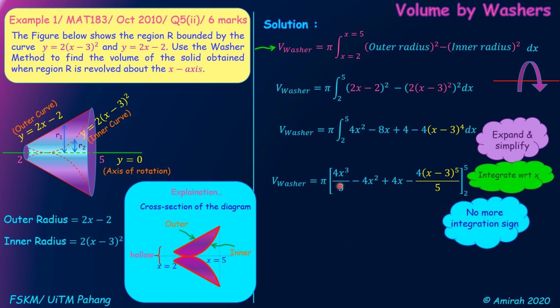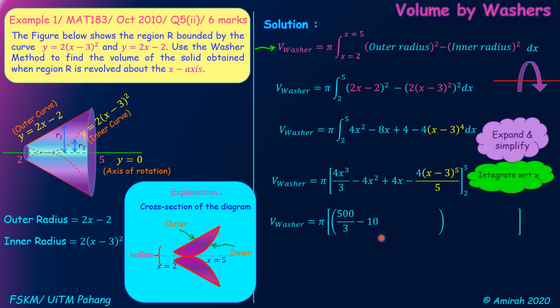After we integrate, there is no more integration sign. Then we replace the upper limit 5 into variable x, so we get this. In between must be minus. Then we replace the lower limit 2 into variable x, then we get this. After that, we simplify, so we get volume by washer equals 288 over 5 pi units cubed. Cubed here because of the volume.